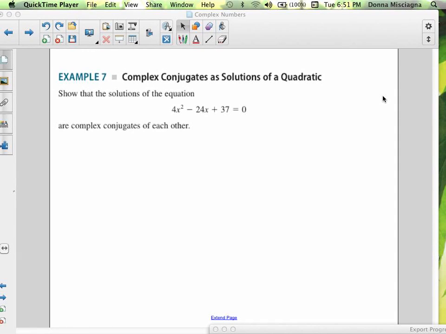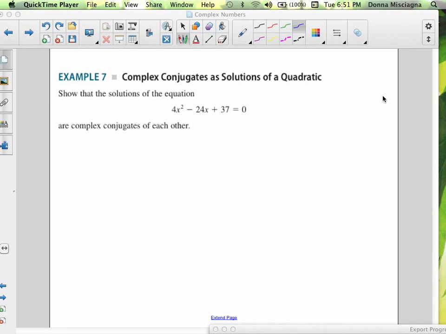Let's do one last problem. It's the last one in your notes. Show that the solutions of the equation 4x squared minus 24x plus 37 equals 0 are complex conjugates of one another. And we could use the quadratic formula, or we could use completing the square.